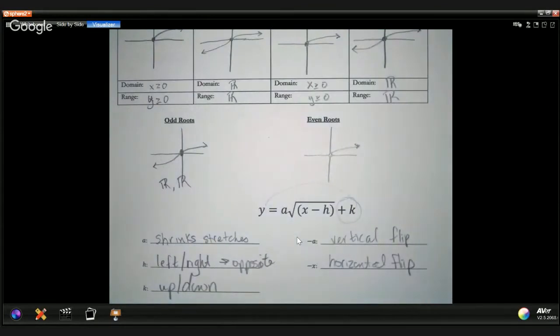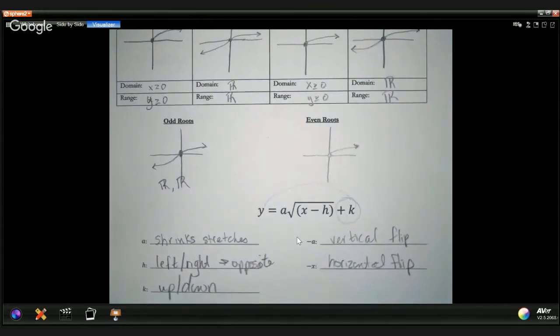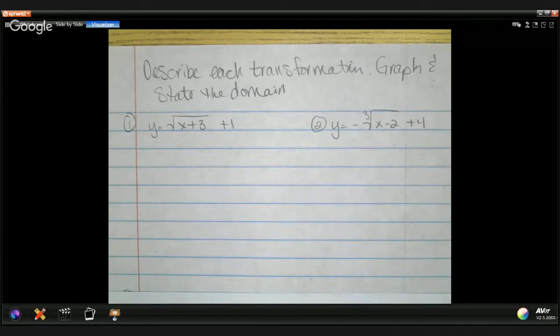Okay. All right, so what we're going to do now is we're going to do some examples. If you could go ahead and write these down. And the thing that you're going to have to do is describe the transformation, graph it, and then we're going to need to state the domain of it.